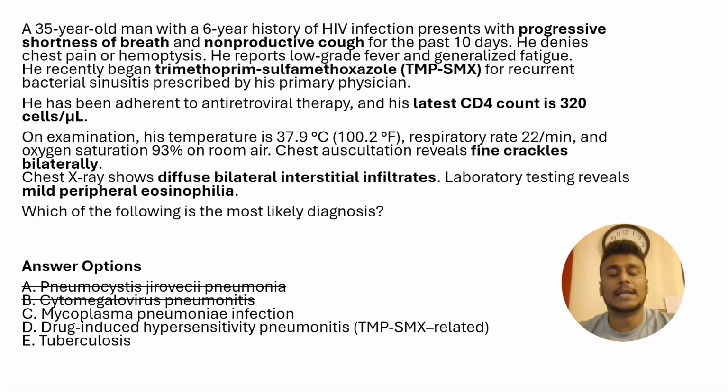Okay, so let's go to the next option, which is Mycoplasma pneumonia infection. So that's the wrong answer. Mycoplasma pneumonia can absolutely cause a non-productive cough and interstitial pattern on imaging. So it's worth thinking about. It's a good option to rule out because it's so similar.